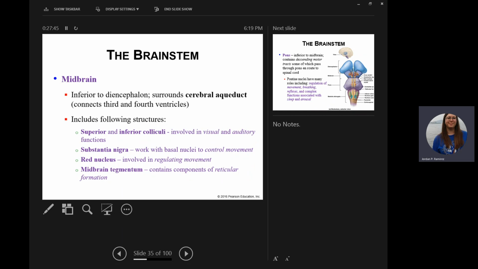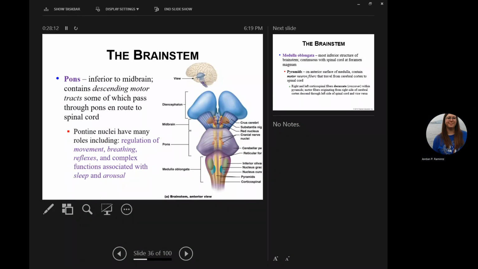So the superior and inferior colliculi, which are involved in visual and auditory functions. The substantia nigra, which works with the basal nuclei to control movement, which has some implication in Parkinson's. The red nucleus, which is involved in regulating movement. And the midbrain tegmentum, which contains components of the reticular formation. Again, it's almost like the wires running through the center of the brain. So we'll talk more about that.